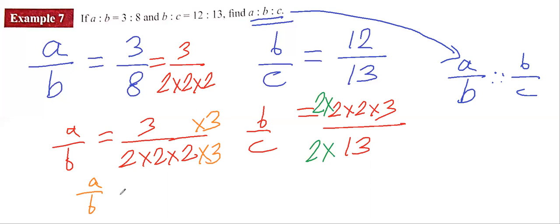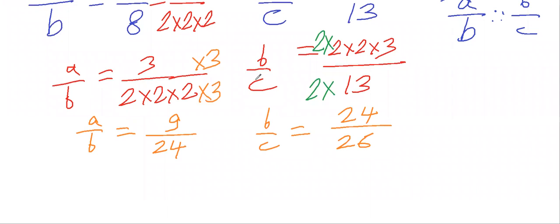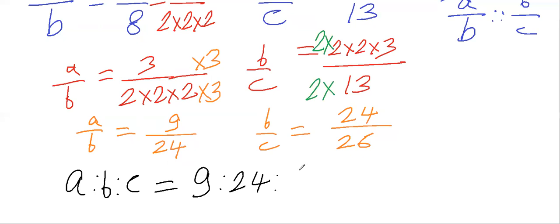So what I will get is A by B: 3 threes are 9 and 8 threes are 24. And here B by C, what will I get? I will get 24 upon 26. Now I have observed that this particular B, that is 24, and here the particular B is 24, are the same. So now I can write A is to B is to C as 9 is to 24 is to 26. So this will be my answer.